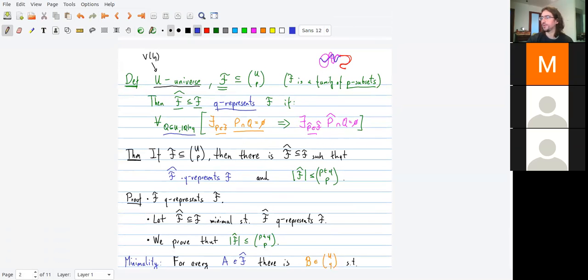Maybe you can put some +1s in the chat if you are happy with this definition. I do not see too many +1s. Are there any doubts about what happens here? Any questions? Should I repeat something?